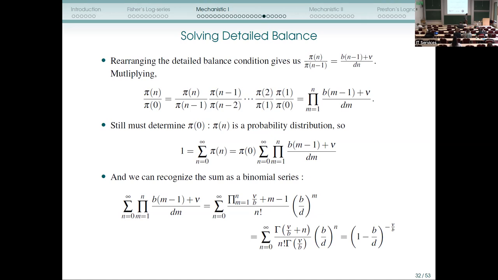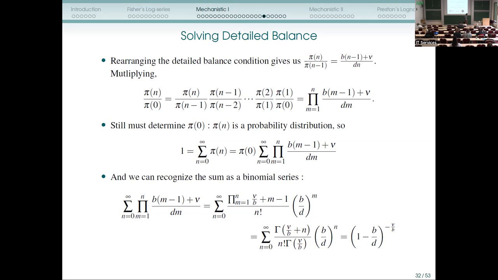So how do I figure out what pi of 0 is? Well, the whole point was this thing was supposed to be a probability distribution. And a probability distribution means that you have to be in some state at all times. And so the probability of being in each state has to add up to one, right? Otherwise, you've just vanished out of the universe somehow. And so all I can do is say the sum of the pi n's is pi of 0 times the sum of these quantities here. This gives me a relationship that I can solve pretty easily for pi of 0.